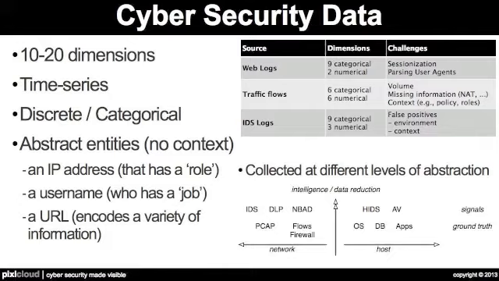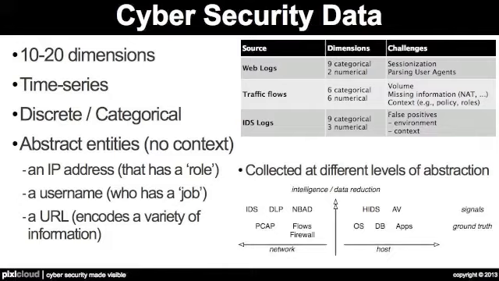Now with that, how does our data look in general for data mining purposes? We have only about 10 to 20 dimensions if you look at the logs themselves. There's 10 to 20 different fields in there. Generally it's time series, we have timestamp data. It's mostly discrete or categorical data. We have usernames, we have URLs, we have IP addresses. These are not numerical values. They're all discrete values. So we need to find algorithms that actually deal with this. And we have a whole bunch of abstract entities, and IP addresses that are really a machine. There's something more.